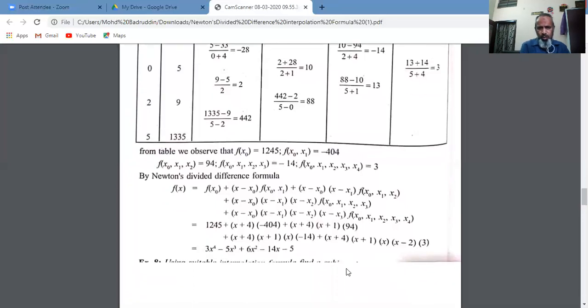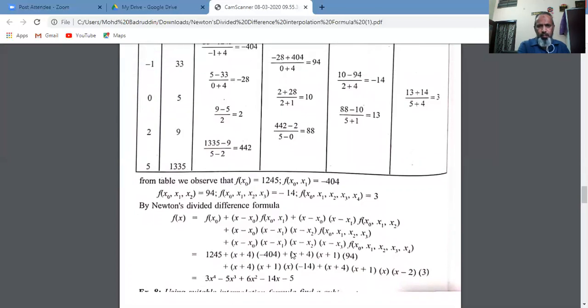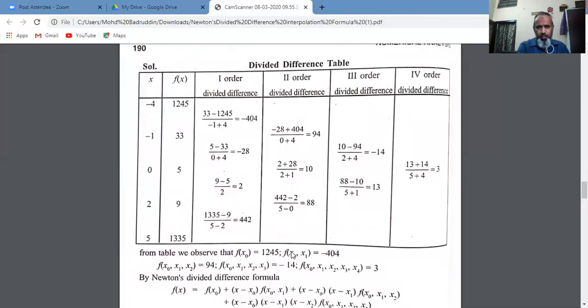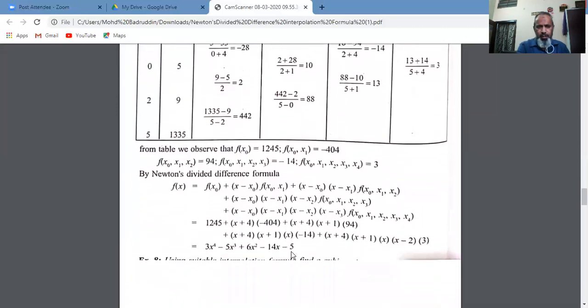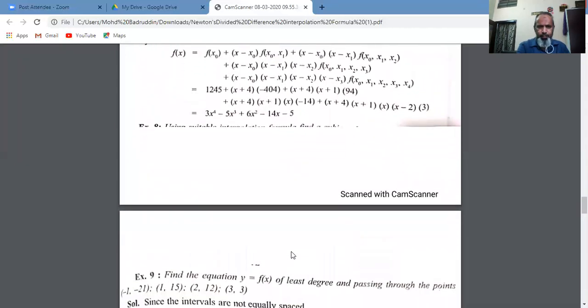Now we have to simplify this. So, multiplying with the constants and x terms, collecting all the terms, the cubic term, second degree term, after simplification, we get the polynomial as 3x to the power 4 minus 5x cube plus 6x square minus 14x minus 5. So this is the polynomial we are constructing by using divided differences. So this is the method of how to construct a polynomial.